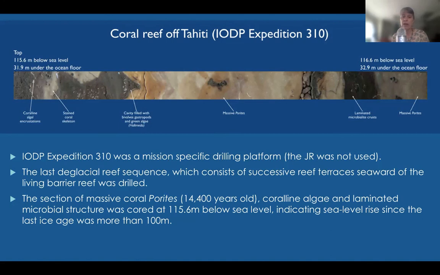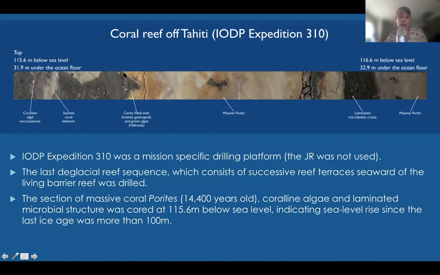And so what you're looking at right now is a section of massive coral called Porites. Porites is a deeper dwelling coral. It is 14,500 years old. And so there's the Porites right there. And below that is some microbialite crusts, another Porites down here.